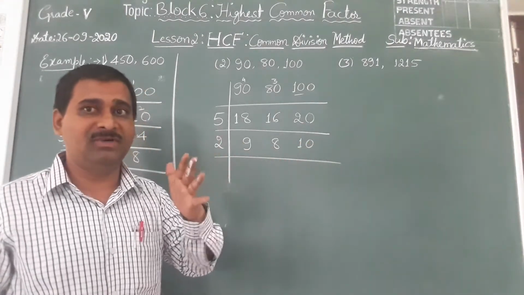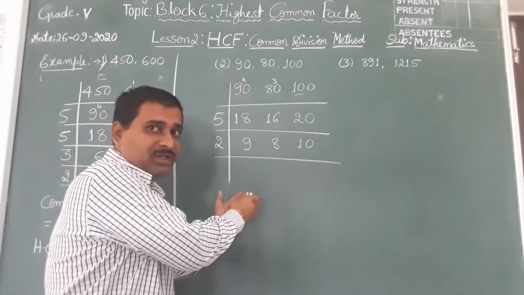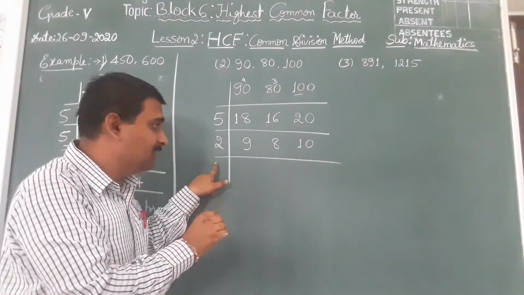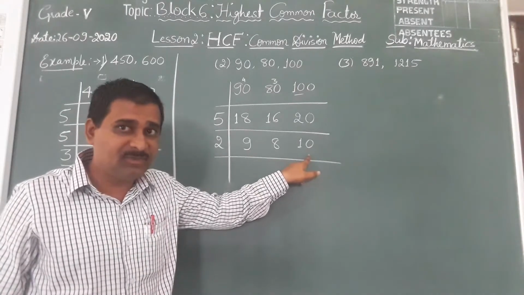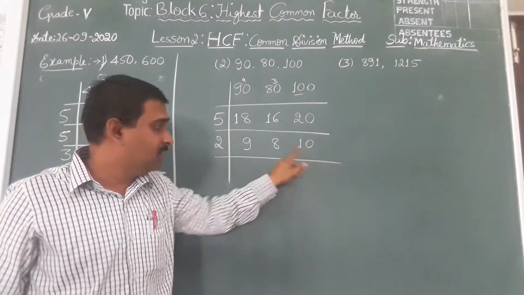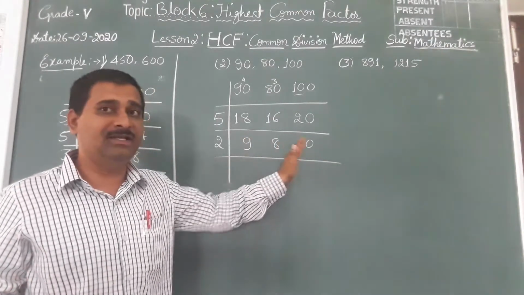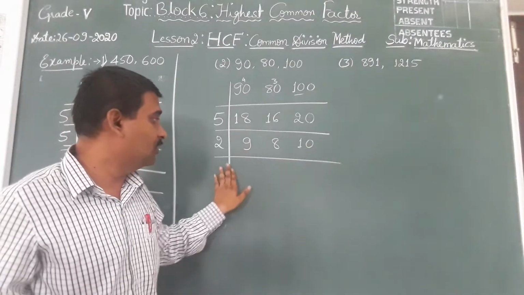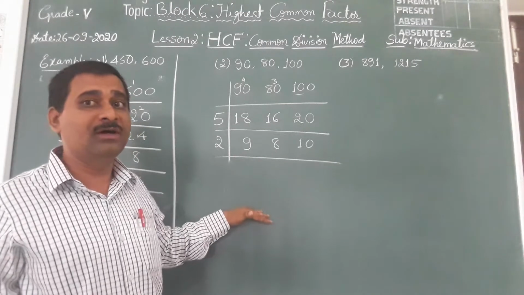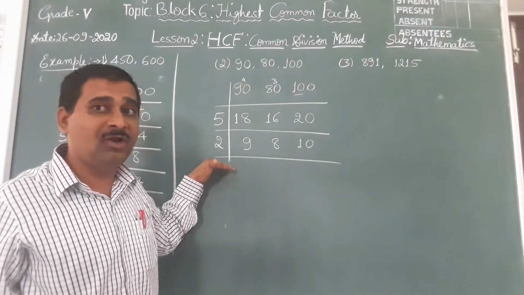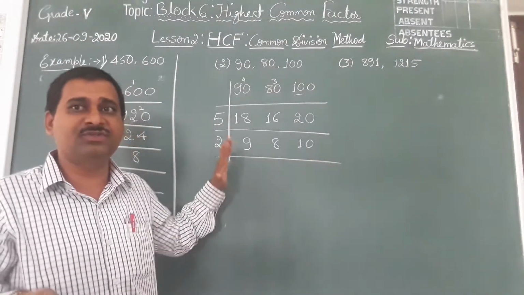What number? No numbers are there. If you want to continue further, you should take such a number that all three numbers divide by it. Is it possible? No. You take 2s, in 2s 9 is not there. So 8 and 10 you can divide, but 9 you cannot. So where should you stop? Where you cannot continue further, and you do not get a number commonly dividing all three numbers. Here I will not get one, so we should stop here.